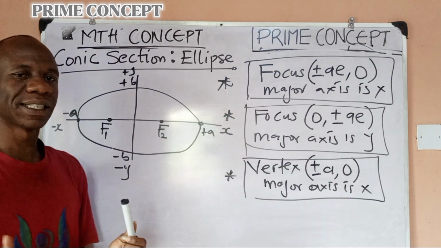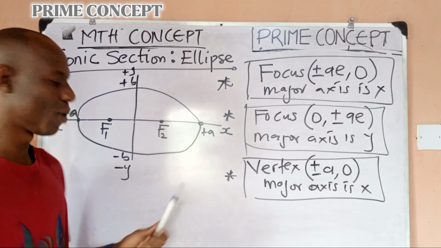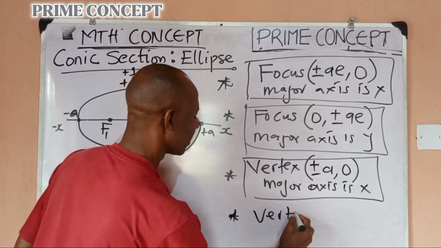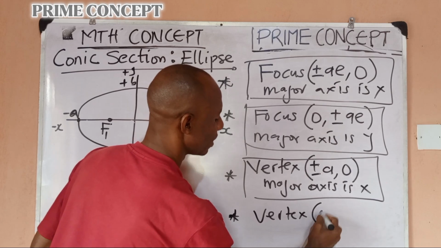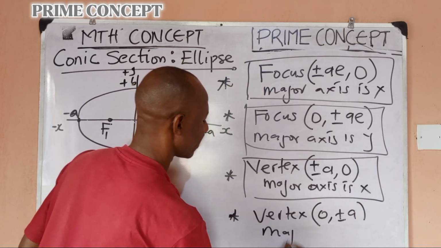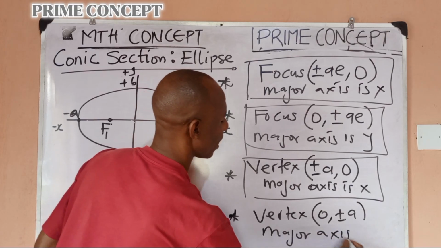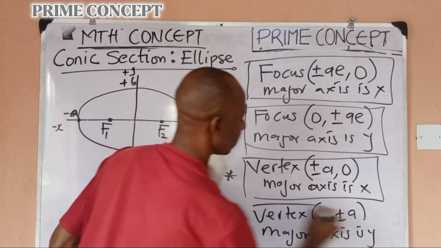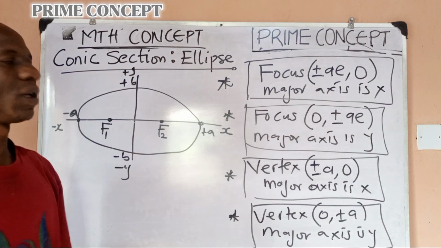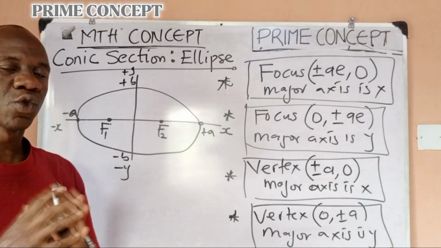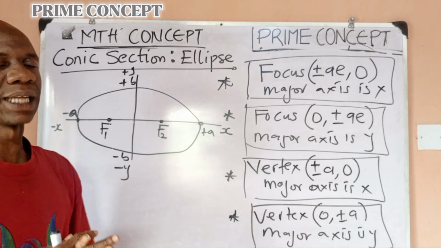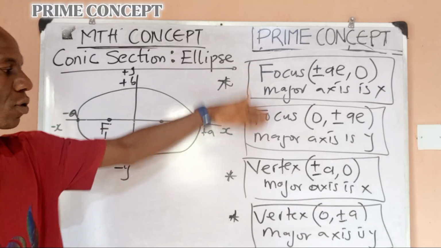If your major axis is the y-axis, of course, I believe you know what it will be. So you would have our vertex is going to be 0, plus or minus a. Major axis is y. So this is what we have for this second case. Please do well to take note of these relationships. I've given you the equation of an ellipse. I've told you how to find the center of an ellipse. I've told you how to find the focus.